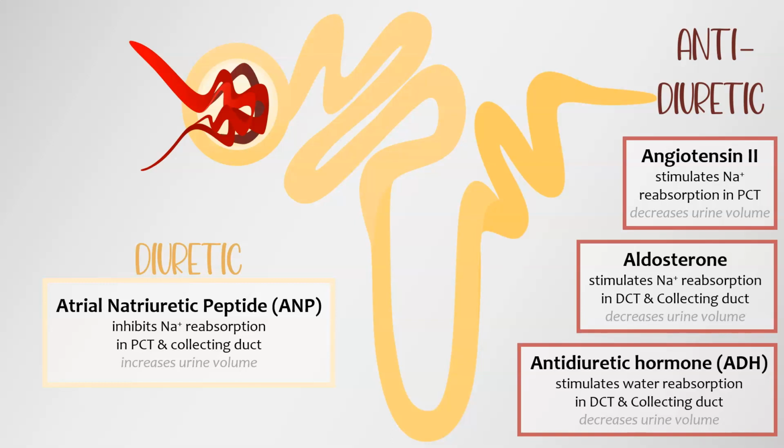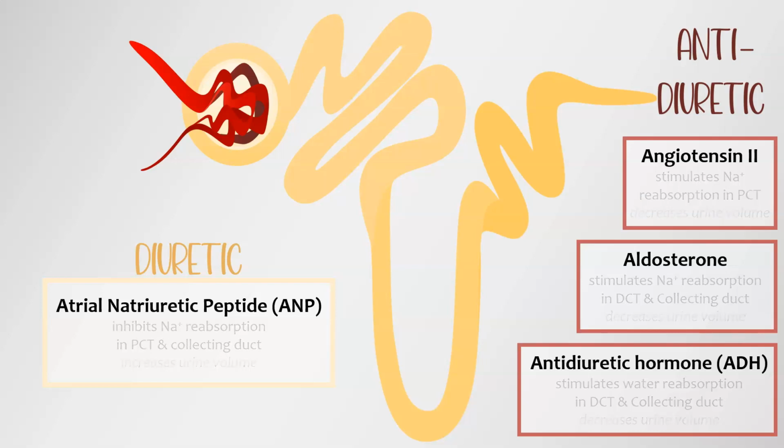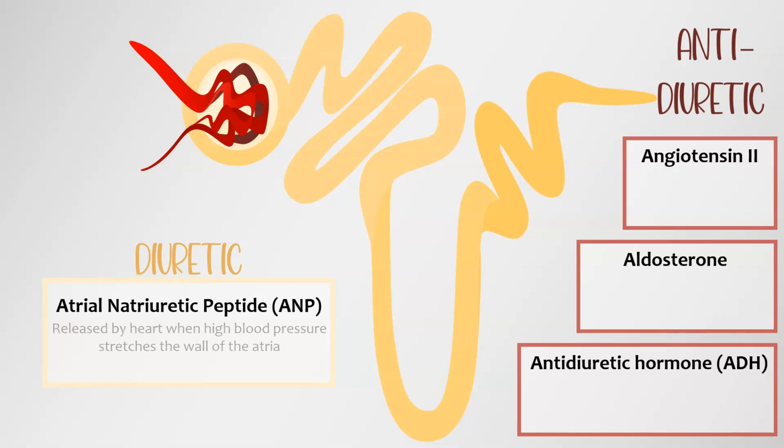Let's consider when we will see these hormones released. ANP is released by the atria of the heart in response to high blood pressure. As a diuretic, ANP not only increases urine volume, it also decreases blood pressure. So ANP functions to bring high blood pressure back down to a normal range.